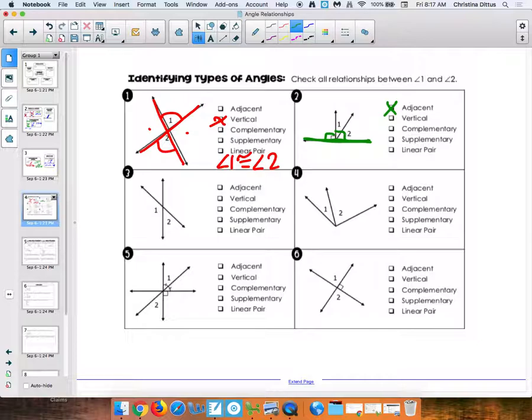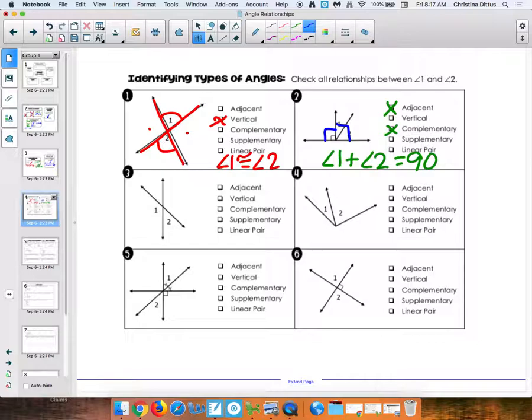So are 1 and 2 complementary? Yes. Are they supplementary? Do they add up to 180? No. If they add up to 90, there's no way they can add up to 180. Which means if they're not supplementary, they can't be a linear pair. So angle 1 plus angle 2 equals 90 degrees because they are complementary. If we were looking at our right angles and not 1 and 2, you could say this and this are supplementary and linear pair. But that's not what we're talking about here. We're talking about 1 and 2.